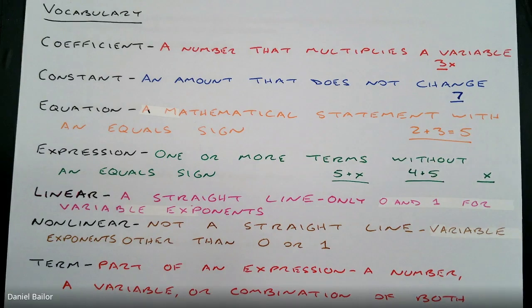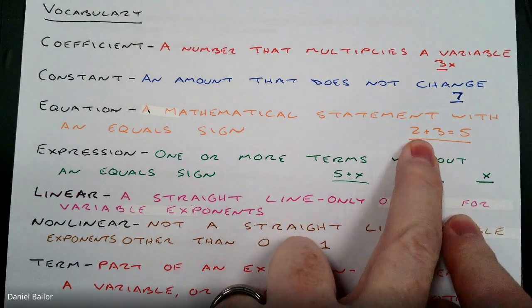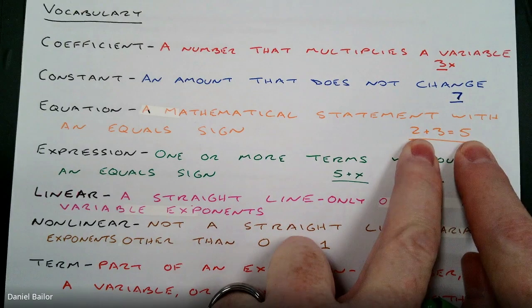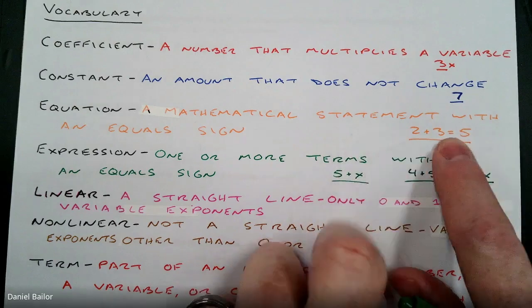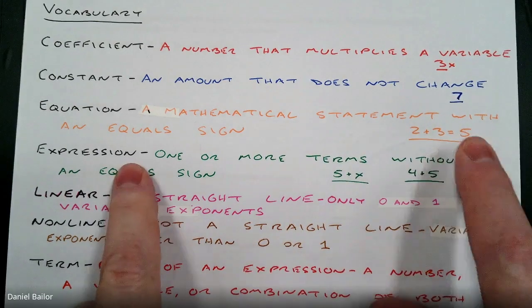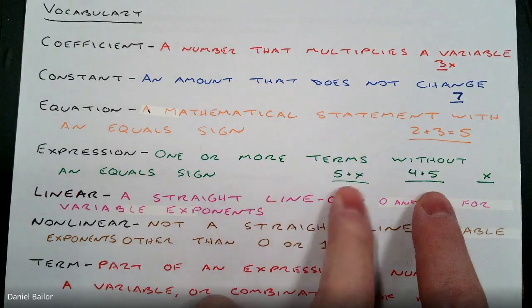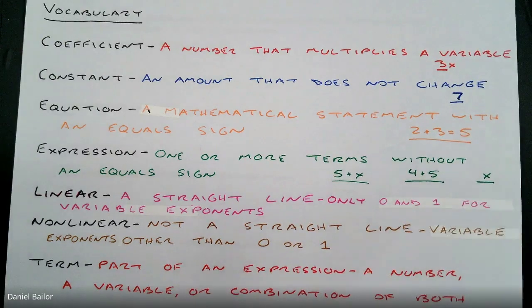An equation has 2 expressions. 2 plus 3 is an expression, and 5 is an expression. So an equation is 2 expressions that are equal. An expression is just one statement by itself, no equals. So an equation is two expressions that are equal. An expression is just a statement with no equal sign.